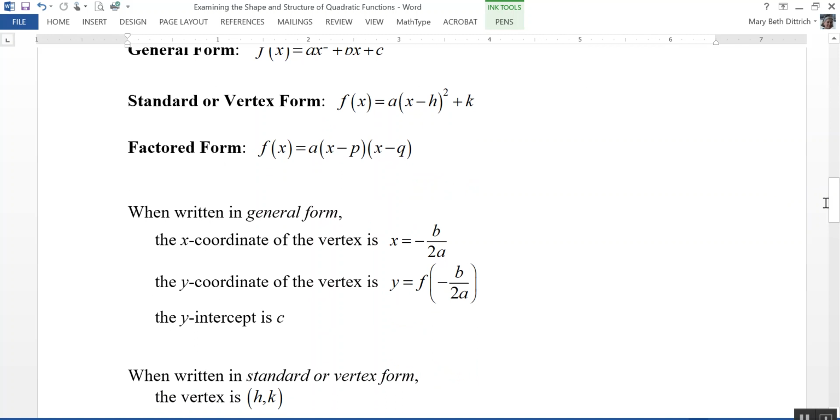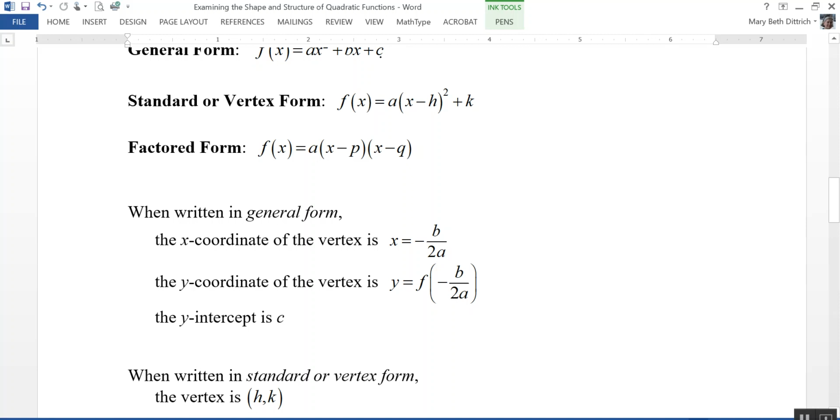When the quadratic function is written in general form, the x-coordinate of the vertex is x equals -b over 2a. The y-coordinate of the vertex is y equals f of -b over 2a. In other words, whatever you found the x-coordinate of the vertex to be, plug that back into the function and it'll give you the y value of the vertex. And the y-intercept of the graph is the value of c.